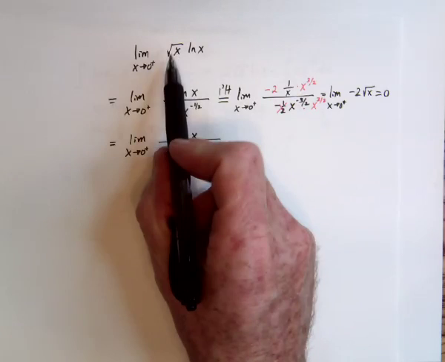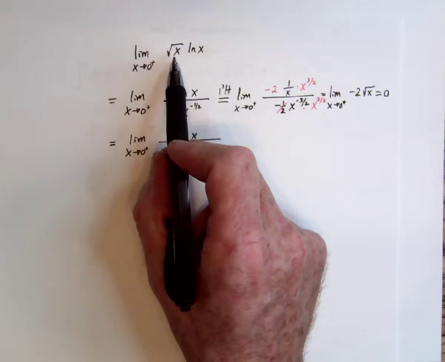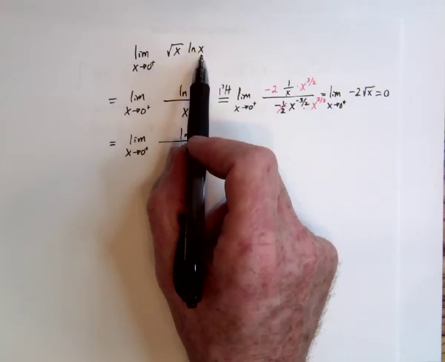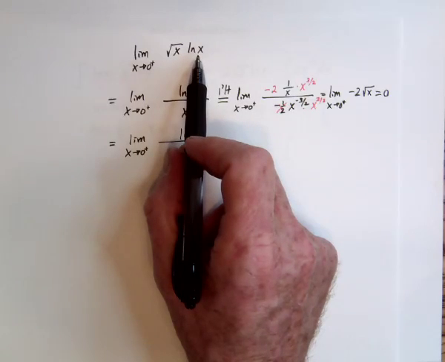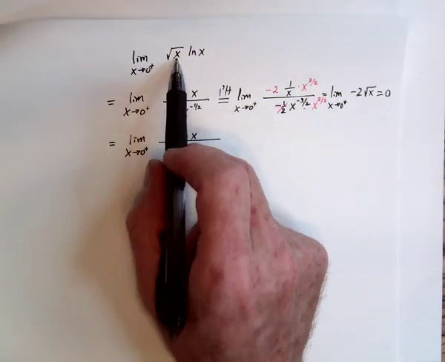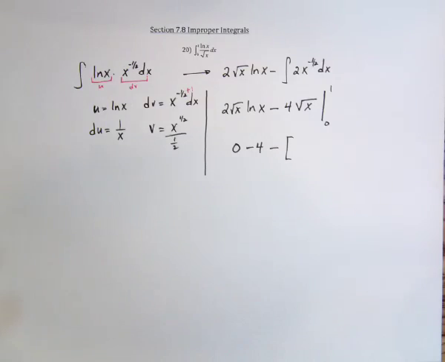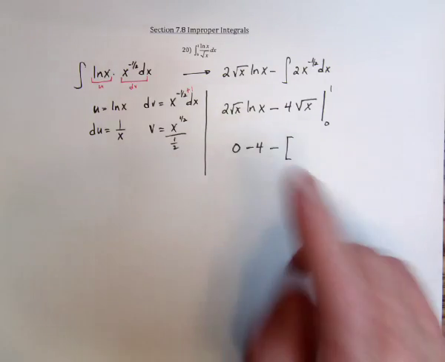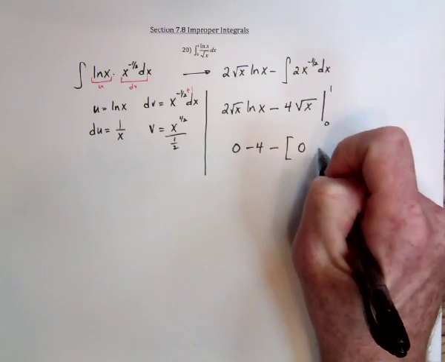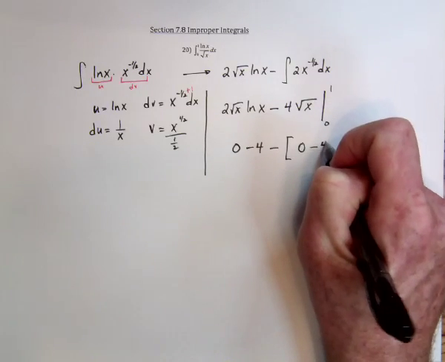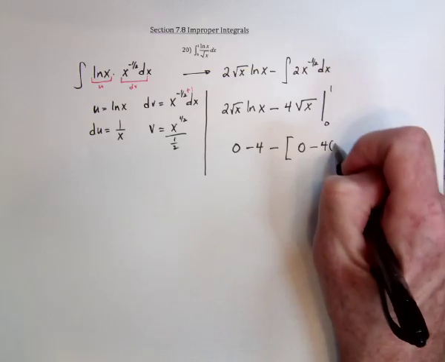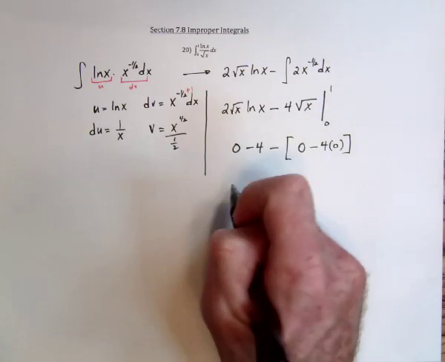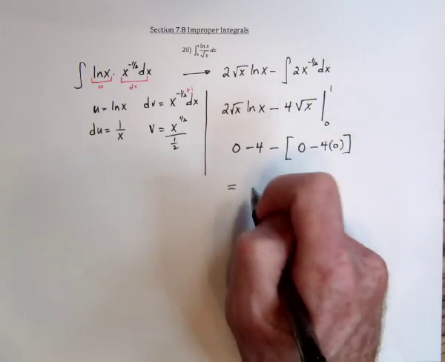Okay, so that means that out of these two, this is the winner. This function is more powerful than the natural log. It won the battle. So it's 0. So finally we can go back over here and say this part, when we have this, it's going to be 2 times 0. And then minus 4 times the square root of 0, so that's gone. So it turns out that everything is gone except for the negative 4.